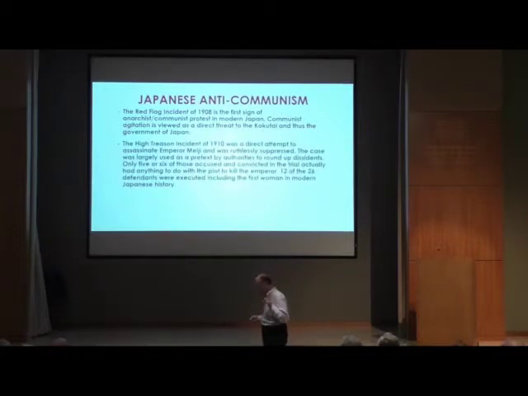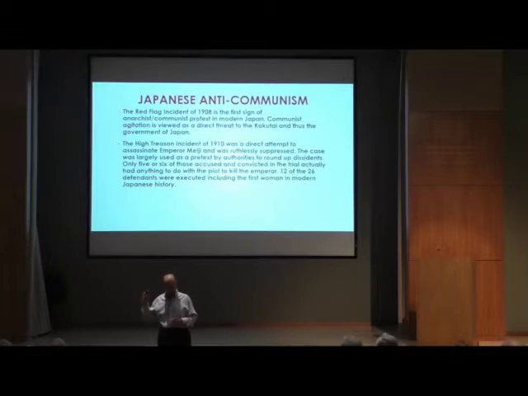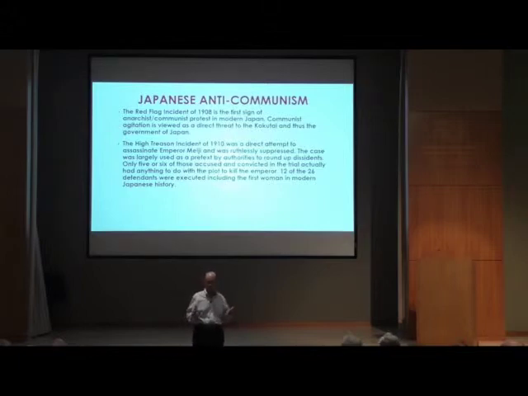Well, what happens a couple years later is we have the high treason incident. In the high treason incident, the Japanese government finds out that there is a plot to kill Emperor Meiji. He's still alive. Remember, he was a very young boy when he became emperor. They are convinced that this is a threat to the Kokutai, to the imperial realm, and consequently they come down incredibly hard on these people, and they do what many times you hear about in situations like this. They round up the usual suspects.